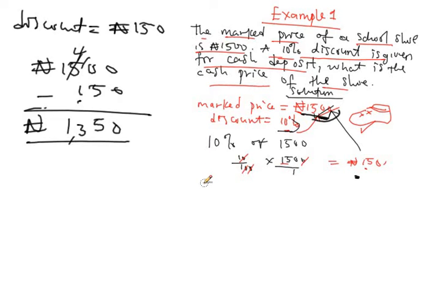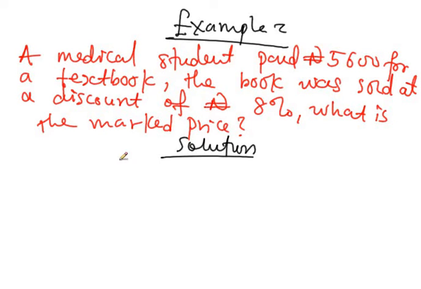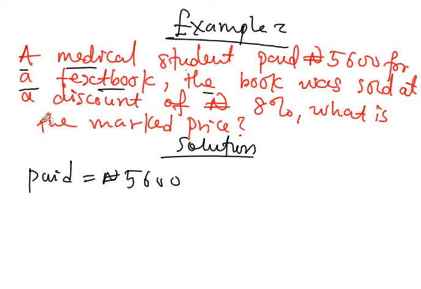So let's head over to example 2 for better comprehension. Let me wipe it. Example 2. This one is a bit tricky, but you're gonna love it. So the example 2. A medical student paid 5,600 for a textbook, right? Always bring out the parameters. He paid 5,600 for a textbook. Okay, the book was sold at a discount of 8%.